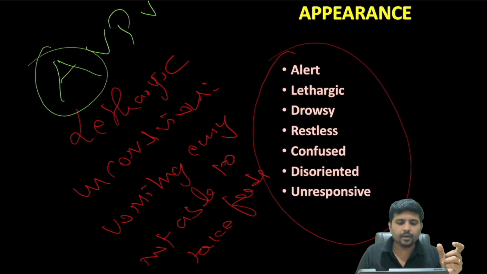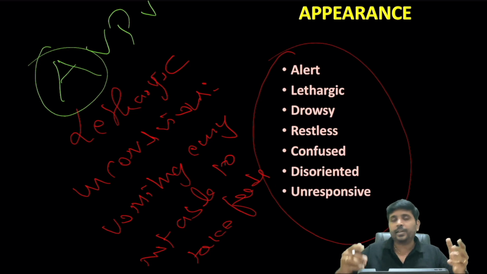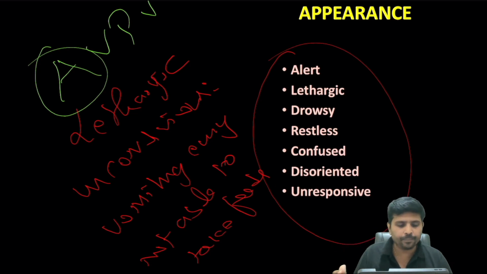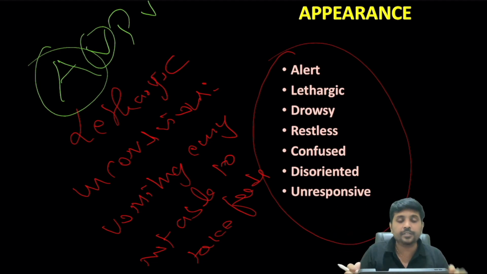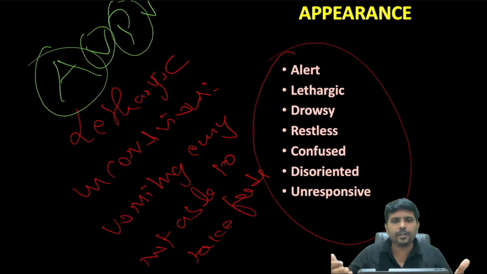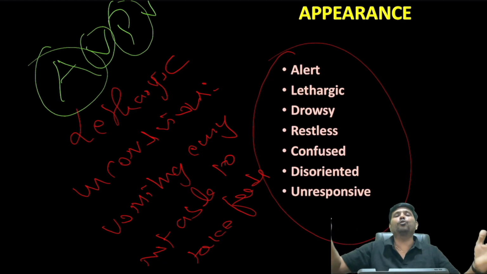A stands for alert, means the child itself is responding well. V for verbal. Verbal means what? The child is not alert as such, but when you call, when you ask something, the child responds. This is called verbal. P is for pain responsive. Pain responsive means the child is not responding to you, but whenever you pinch, the child moans.